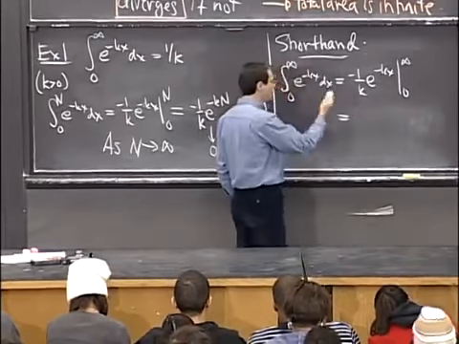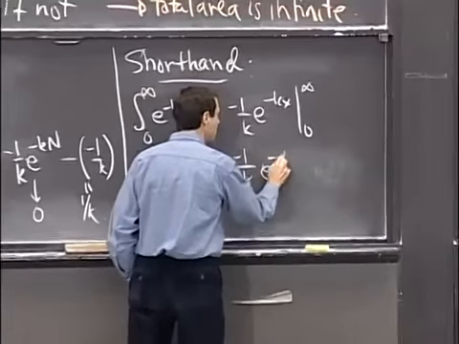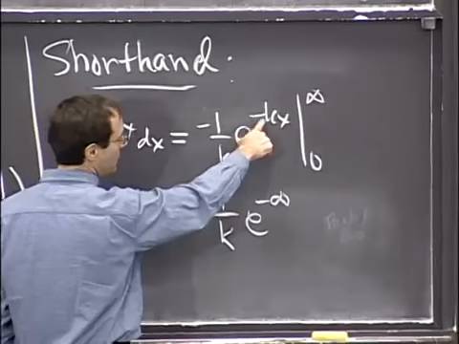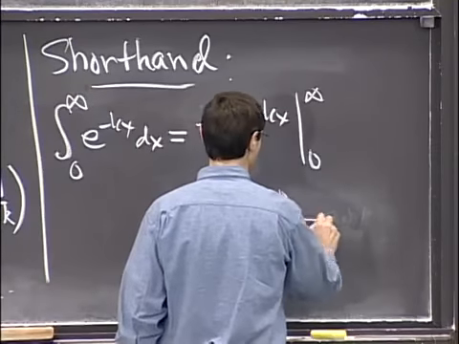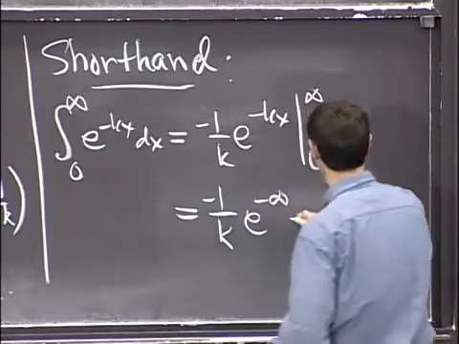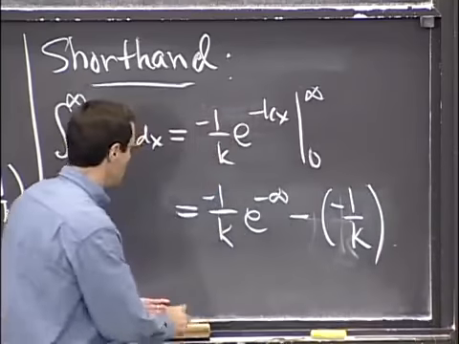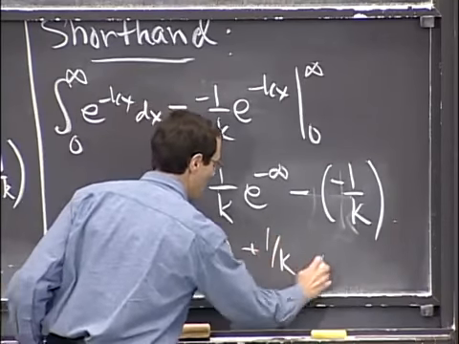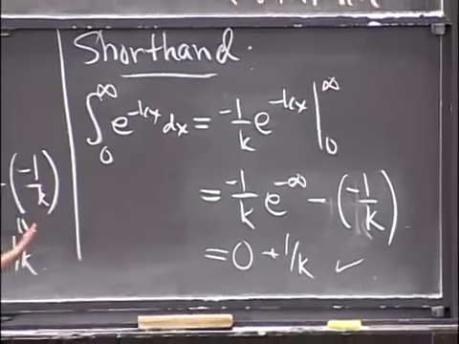And you can either do this in your head or not. You say minus 1 over k e to the minus infinity. Here's where I've used the fact that k is positive, because e to the minus k times a large number is e to the minus infinity. And then here, plus 1 over k, right? Minus a minus 1 over k. Let me write it the same way I did before. And that's just equal to 0 plus 1 over k, which is what we wanted. All right, so this is the same calculation, just slightly abbreviated.